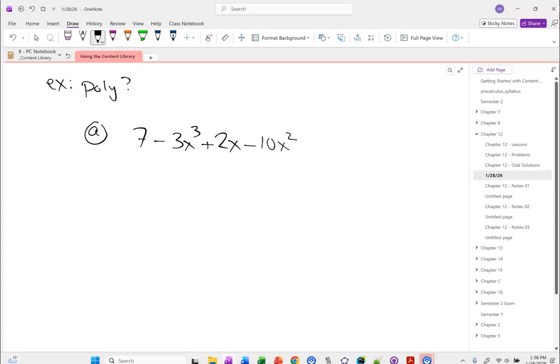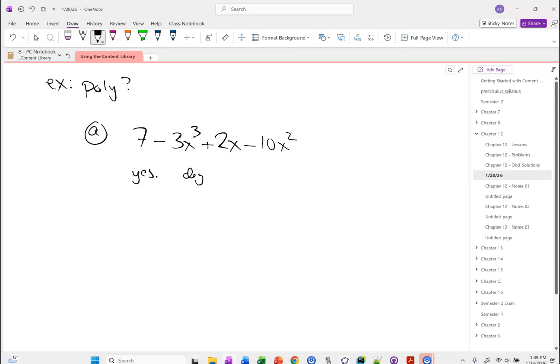Is that a polynomial? Yes. Good. How do you know it's a polynomial? So all the coefficients are real numbers. All the exponents are non-negative whole numbers, right? That's how you know. It fits the form.